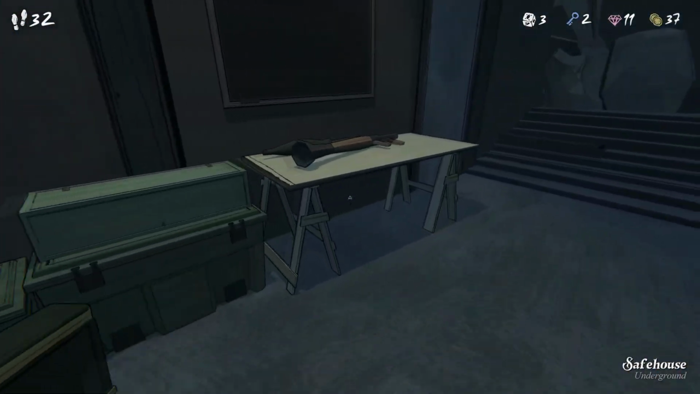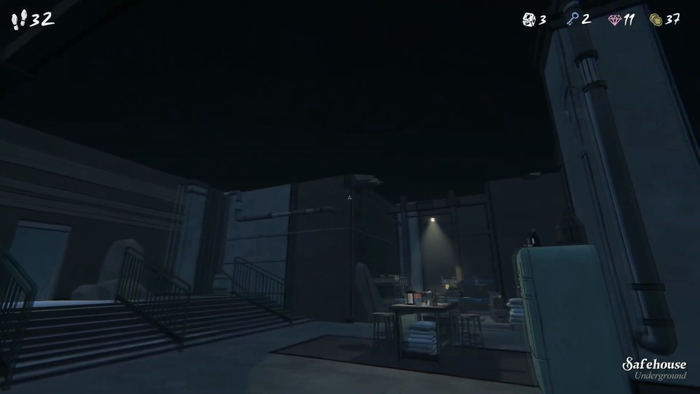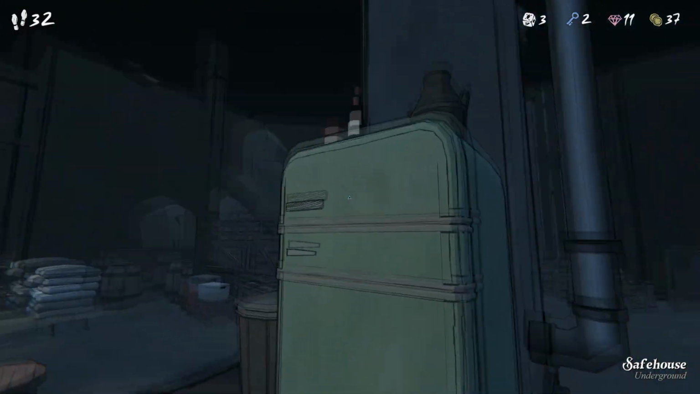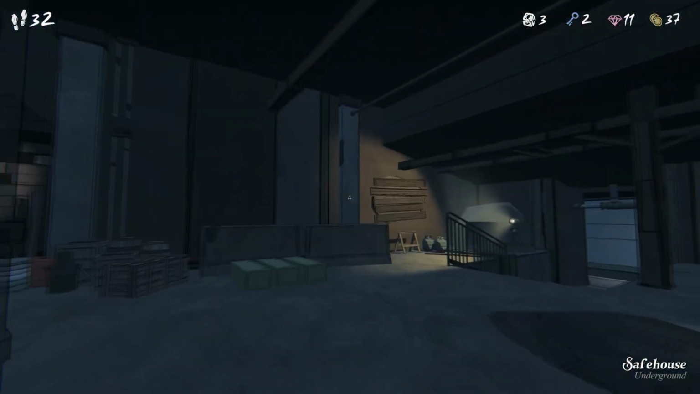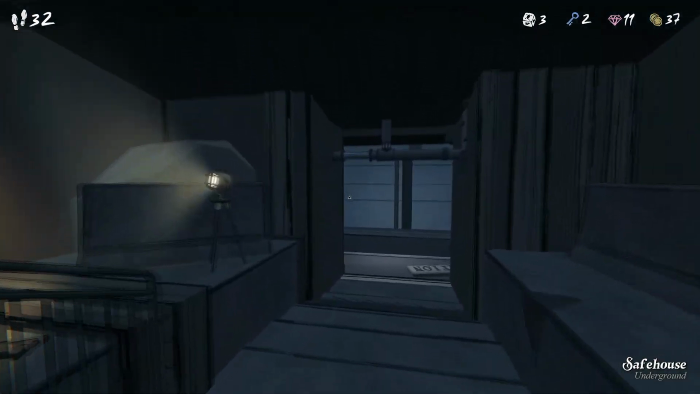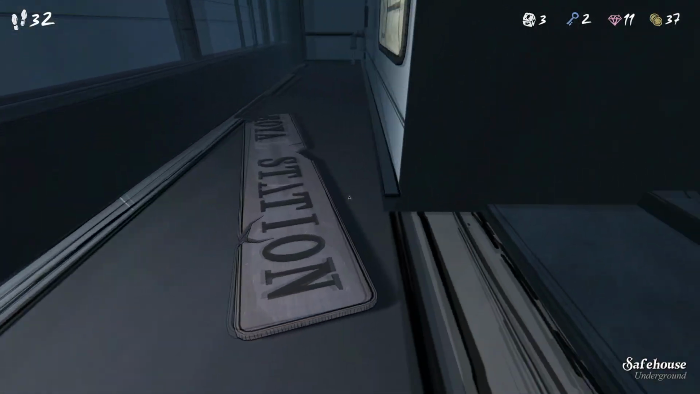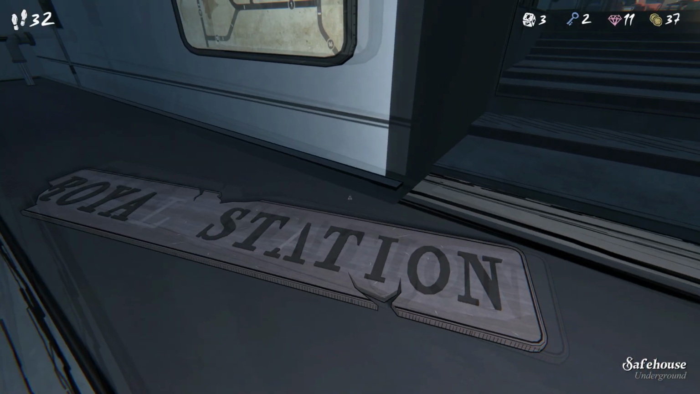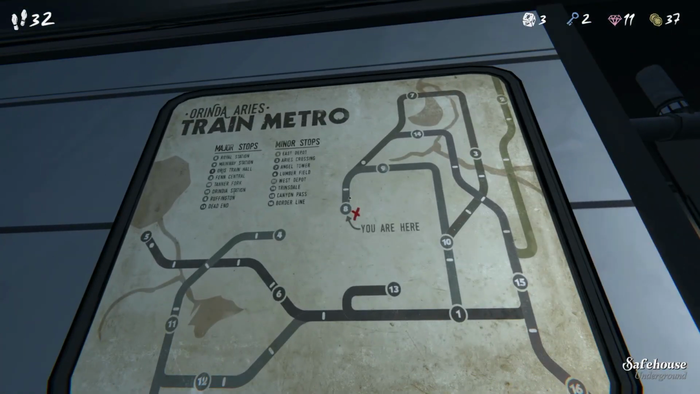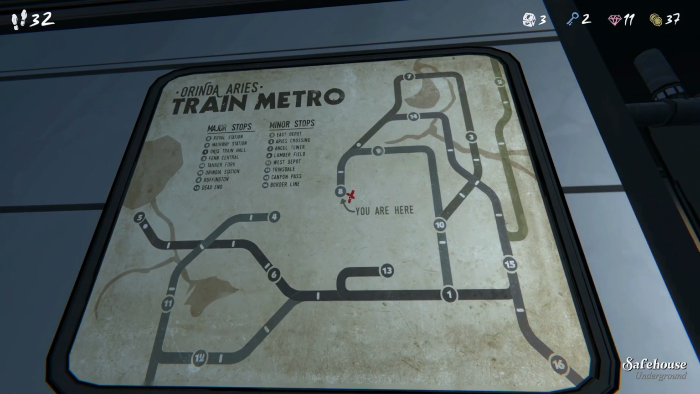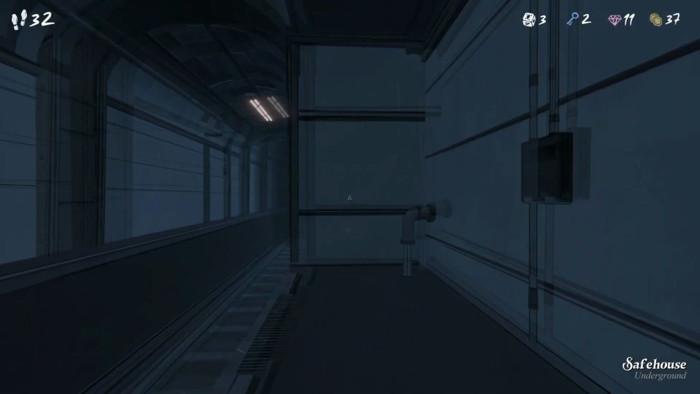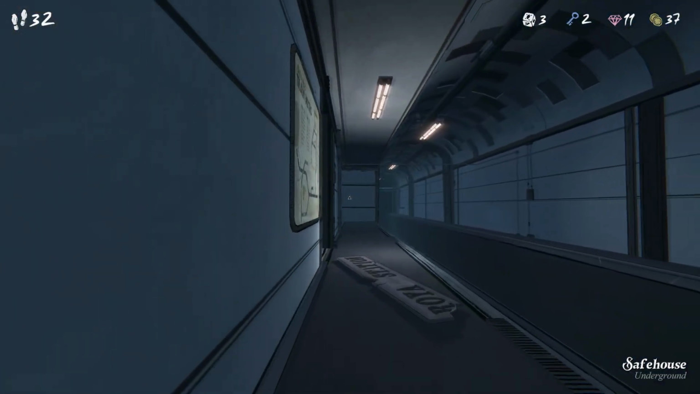Okay. That's nearly everything. I still want the RPG. Ideally, that would be cool to give me. Royal Station. Train Metro. Mainway Station, Oris Train Hall. Dead End. This might be useful for some reason or another.